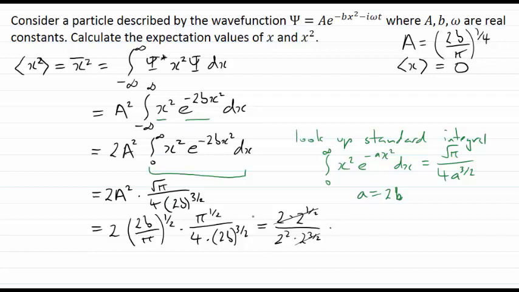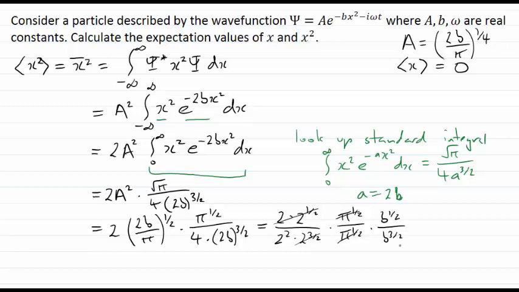What about these factors of pi? I've got pi to the half on the top line, and pi to the half on the bottom line. So in fact they will cancel out just to give me 1. And then there are the factors of b. So I've got b to the half here, and on the bottom line I've got b to the 3/2.